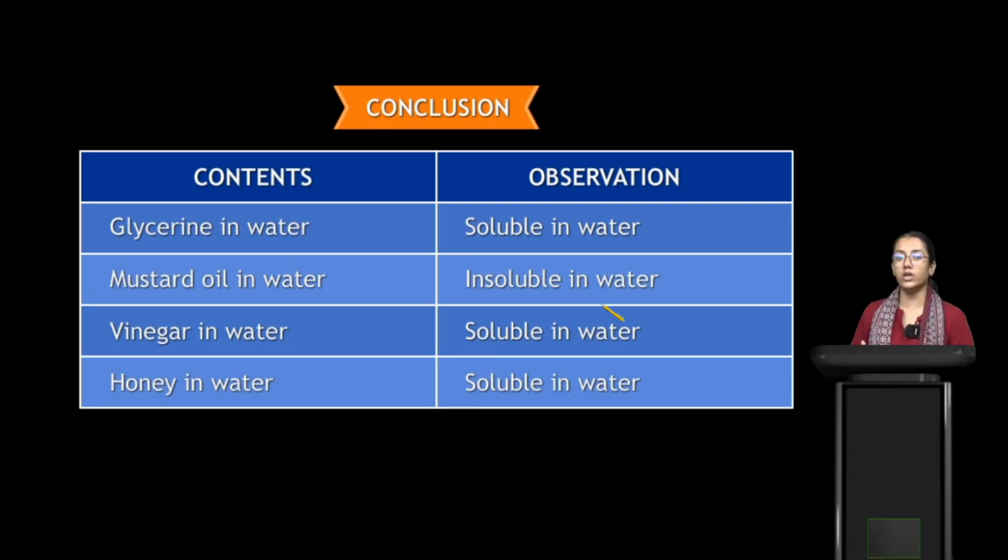From all these observations, we can conclude with a small table. On one side there are the contents, the objects we are trying to dissolve in water, and on the other what we can observe. In the first case, if we mix glycerin in water, it is soluble in water. Mustard oil in water, will it get dissolved? No, right. So it is insoluble in water. Then vinegar in water? Very good, soluble in water. And honey in water? Very good, it is also soluble in water.